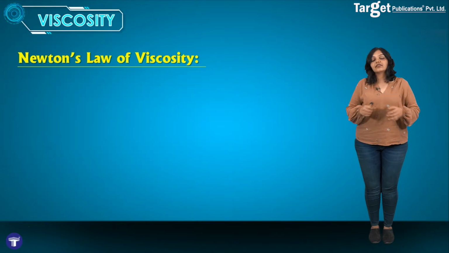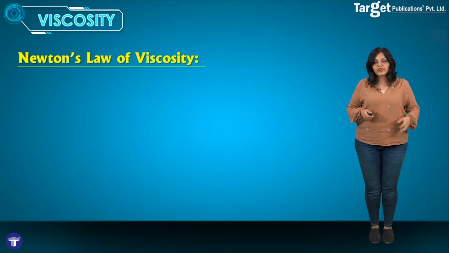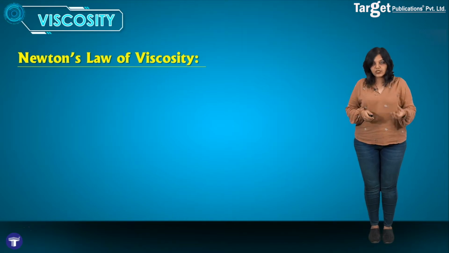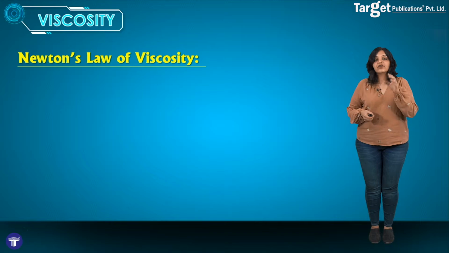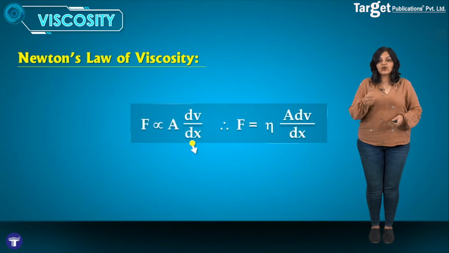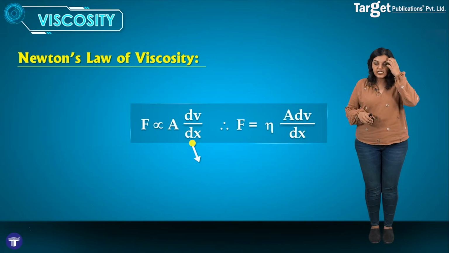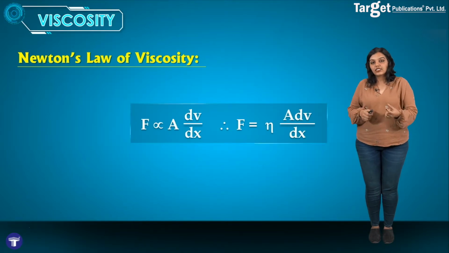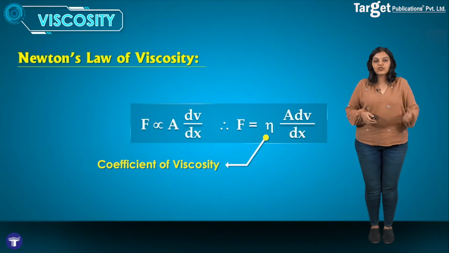And to formulate this viscosity property, we have Newton's law of viscosity. Newton said that the viscous force, which is nothing but the retarding force, in any layer is directly proportional to the area of that layer and to the rate of change of velocity with distance, which is also known as the velocity gradient. dv by dx is the velocity gradient. And from this I get the constant of proportionality eta, which is known as the coefficient of viscosity.